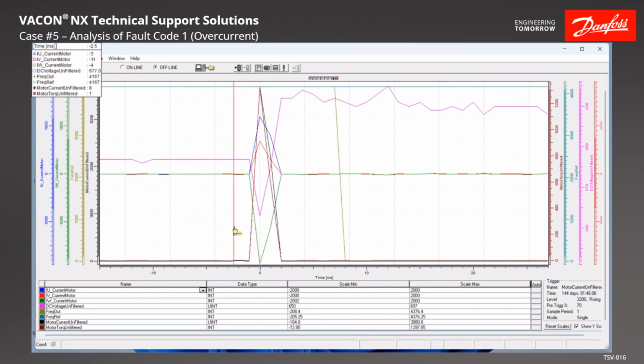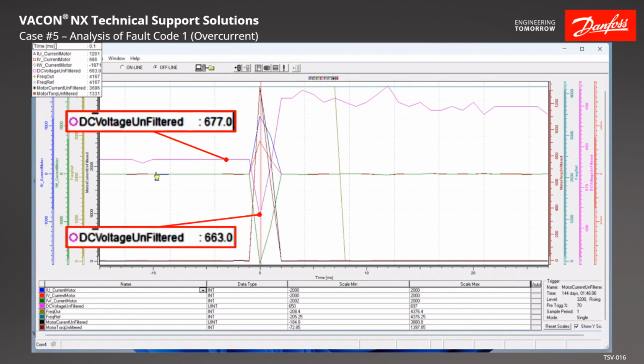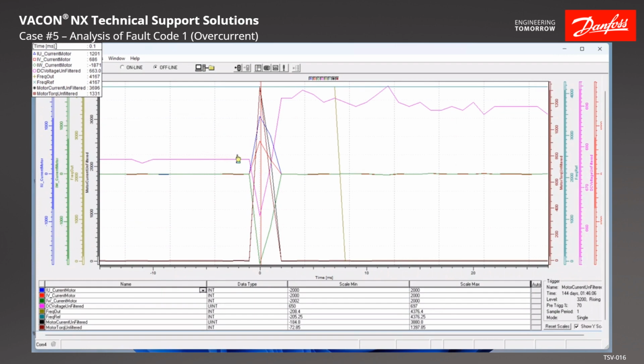Before the trip we were at 677, and once we tripped, we went down to 663. So it's not a huge drop in DC bus, but it is a drop in DC bus with an awful lot of current. So it does look like a real current trip. Then we just have to figure out why that current tripped.